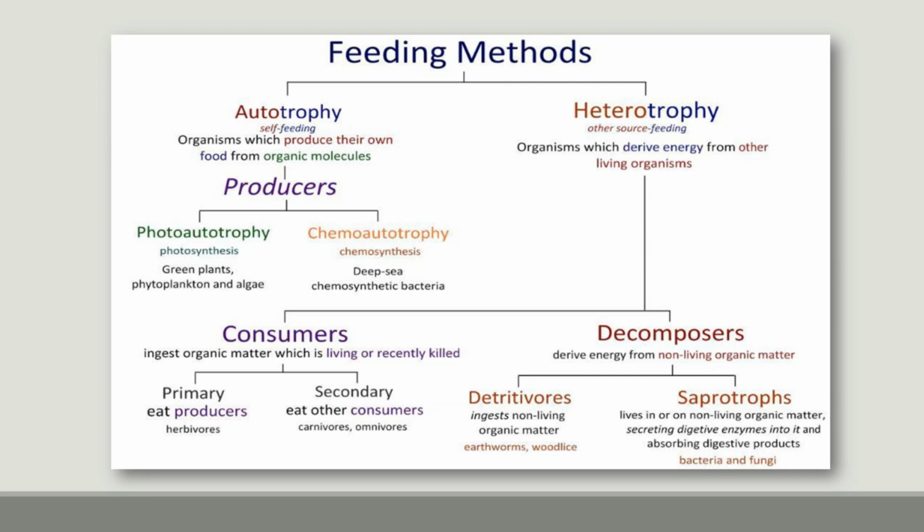Okay, now the organisms which can make their own food from organic molecules are called the producers, while the organisms which derive energy from other living organisms are classified into two categories. They are the consumers and the decomposers. Now let's talk about the producers. Talking about producers, we have photoautotrophs and chemoautotrophs. The phenomena are called photoautotrophy or chemoautotrophy. Photoautotrophs are the green plants and phytoplanktons or the algae. They can prepare their own food with the help of sunlight. But chemoautotrophs are the deep sea chemosynthetic bacteria. These bacteria prepare their own food using chemicals deep inside the sea rather than sunlight.